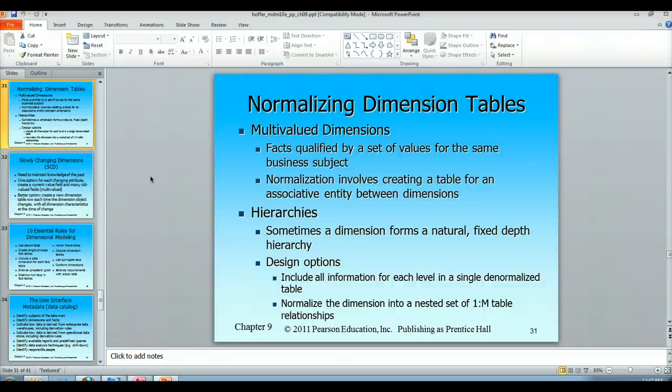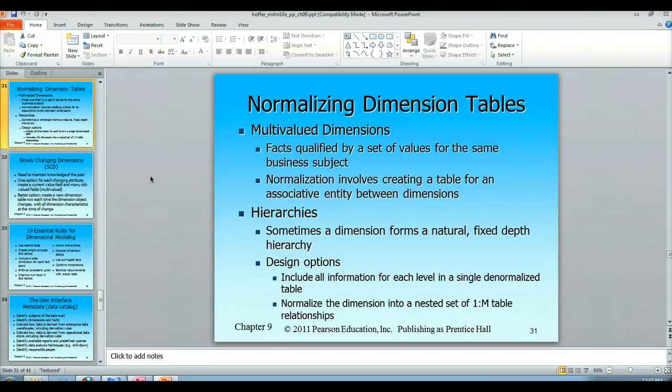So now we've got our dimensions. We talked about the size of our fact tables and things of that nature. So now let's talk about our dimension tables. Our stores, our products, our employees, things of that nature.